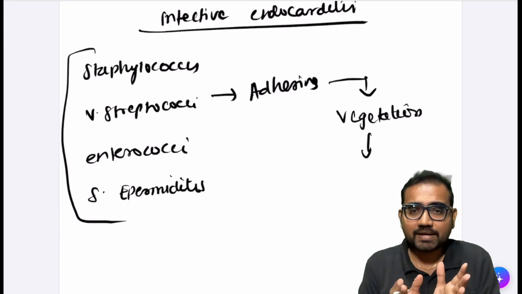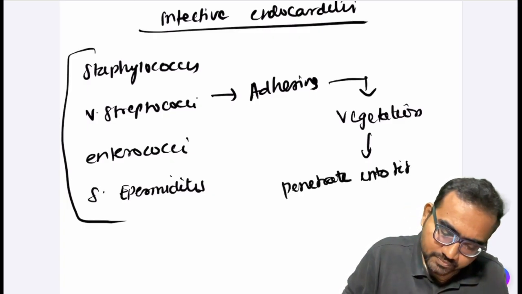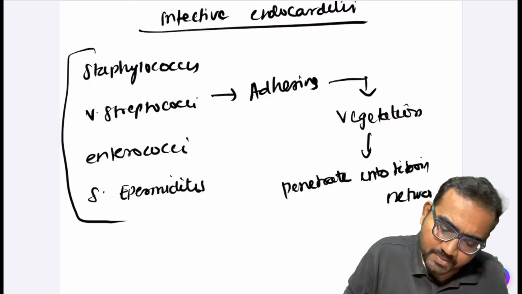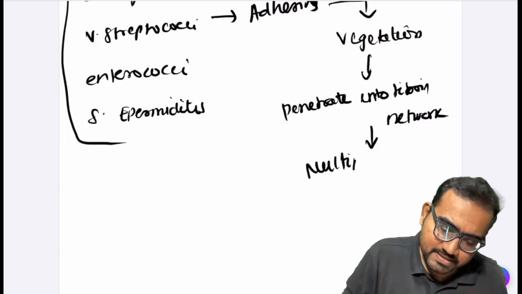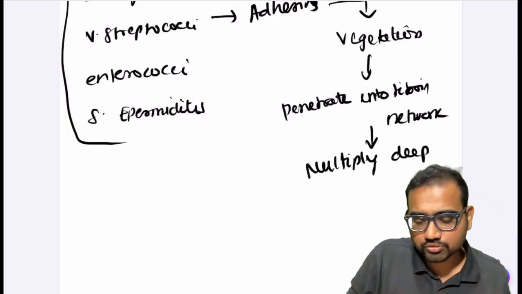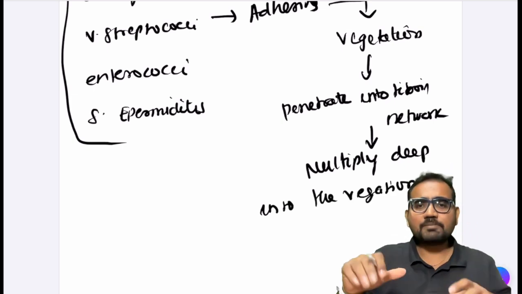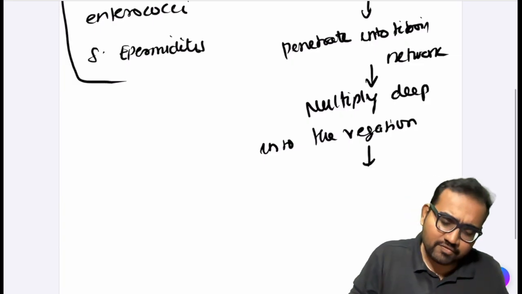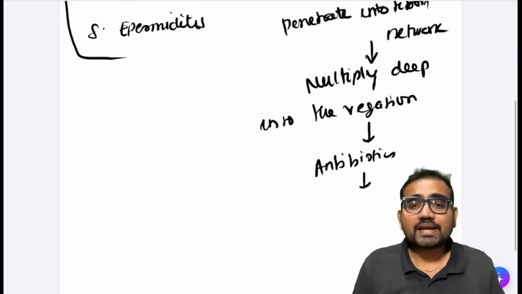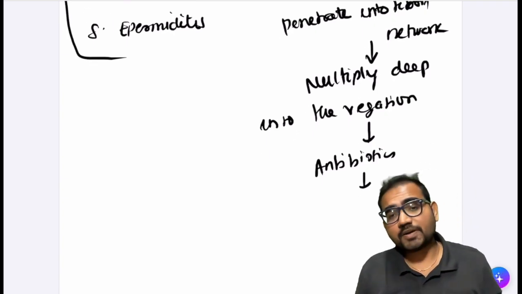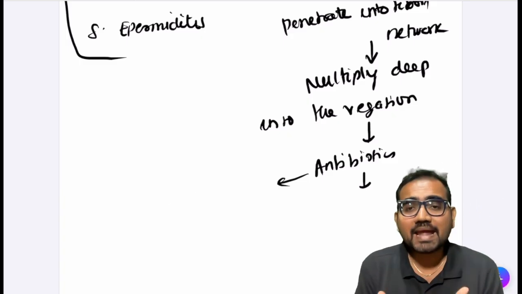So what happens, these bacteria penetrate into the fibrin network, and they multiply very deep inside the vegetations. Inside the vegetation they multiply rapidly. So what happens when I give antibiotics? They cannot penetrate the fibrin network, or find it very difficult to penetrate the fibrin network. So the antibiotics become inactive.